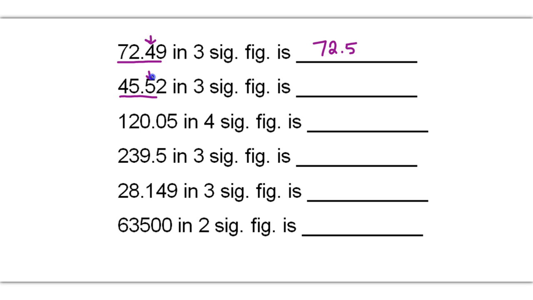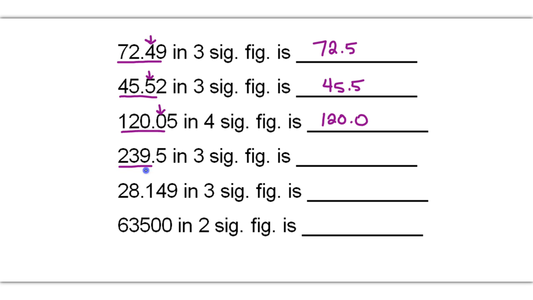We want 3 significant figures here. Does that 5 stay or round up? It's followed by a 2, so it's going to remain the same, so we have 45.5. Here we need 4 significant figures. 1, 2, 3, 4. This is followed by a dead even 5. 0 will be considered even, so it will remain the same, 120.0.